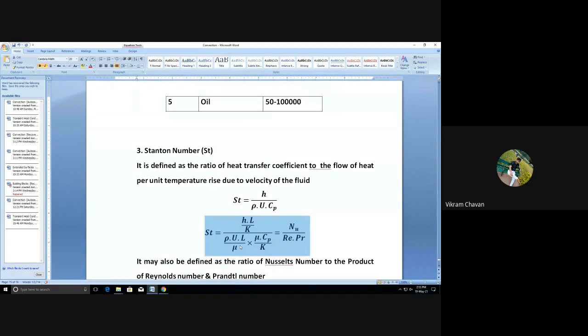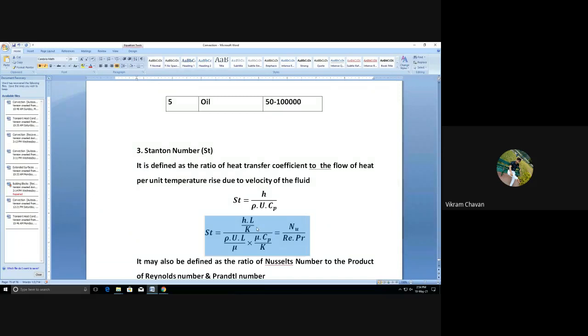If you cancel the common things from the numerator and denominator, and shift the terms to the numerator side, once again you will get the Stanton number only. The L will be cancelled, then mu will be cancelled, K will be cancelled, and you will get H divided by rho multiplied by U multiplied by Cp. So once again you will get the Stanton number.